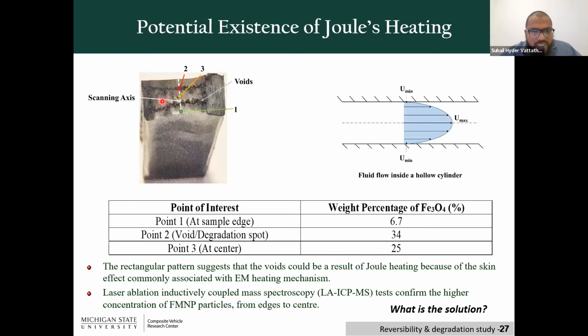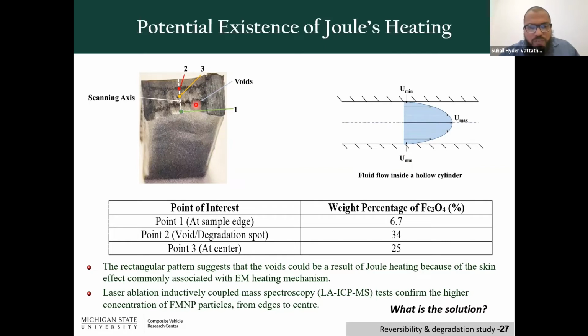Now, coming back to the degradation pattern that we have seen, that rectangular pattern. We were curious why exactly this particular pattern was produced when it was subjected to EM heating. In fact, there is something called the skin effect in EM heating. Under electromagnetic induction heating, you only heat the surface of the conductive particle. If you think about this particular sample, the surface is not here, the surface is right here. But because of the fluid flow within the die, most of your nanoparticles will be towards the center.